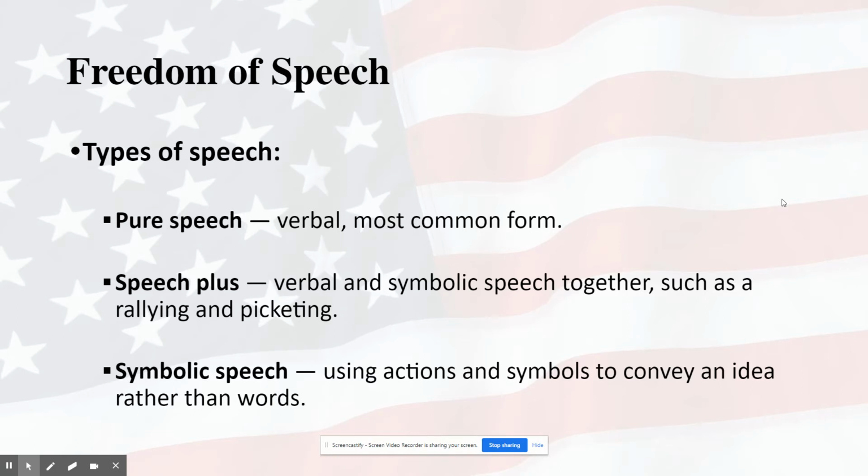So when it comes to freedom of speech, there are a few different types of speech. There is pure speech, which is verbal, and that is the most common form, so actually saying something. Speech plus, which is verbal and symbolic speech together, such as rallying and picketing. So you're at a rally or at a protest or something like that, and you are not just rallying, but you're also picketing with signs.